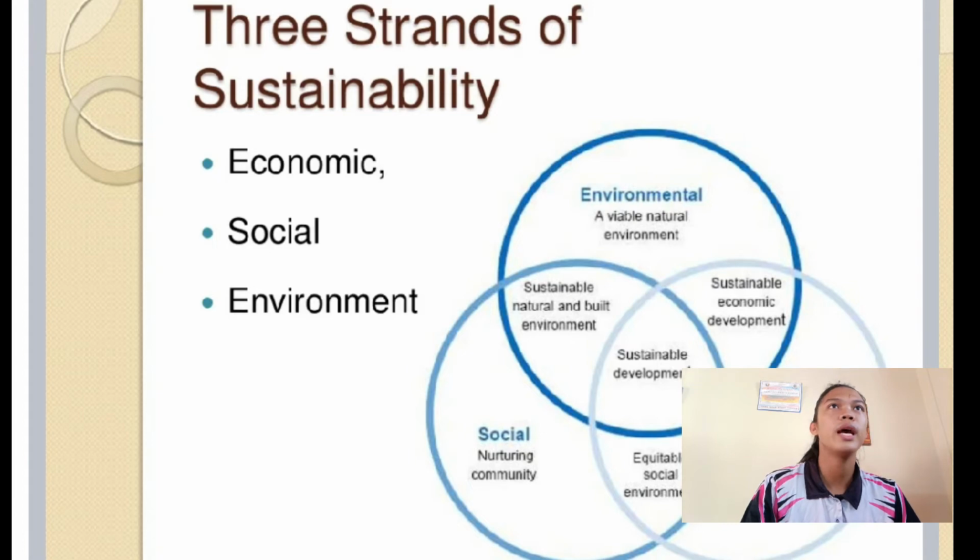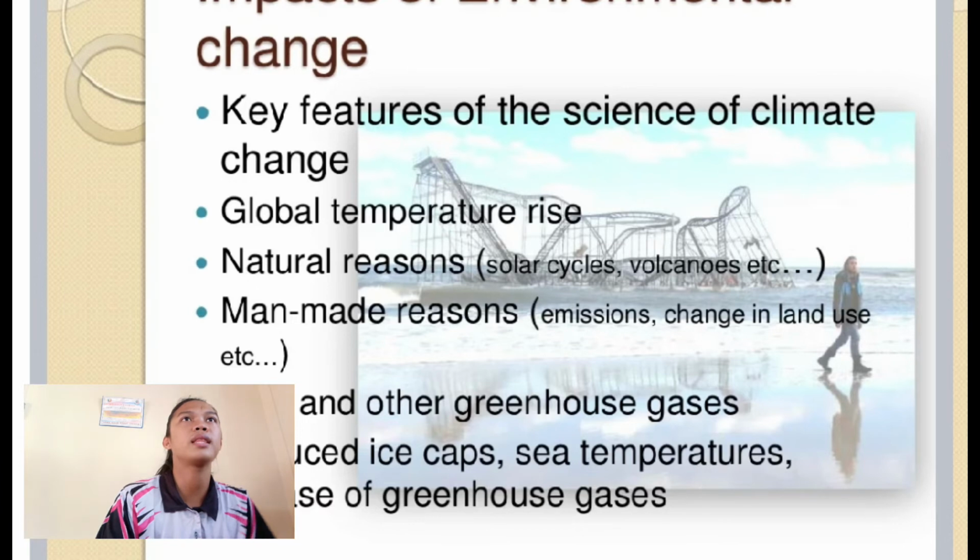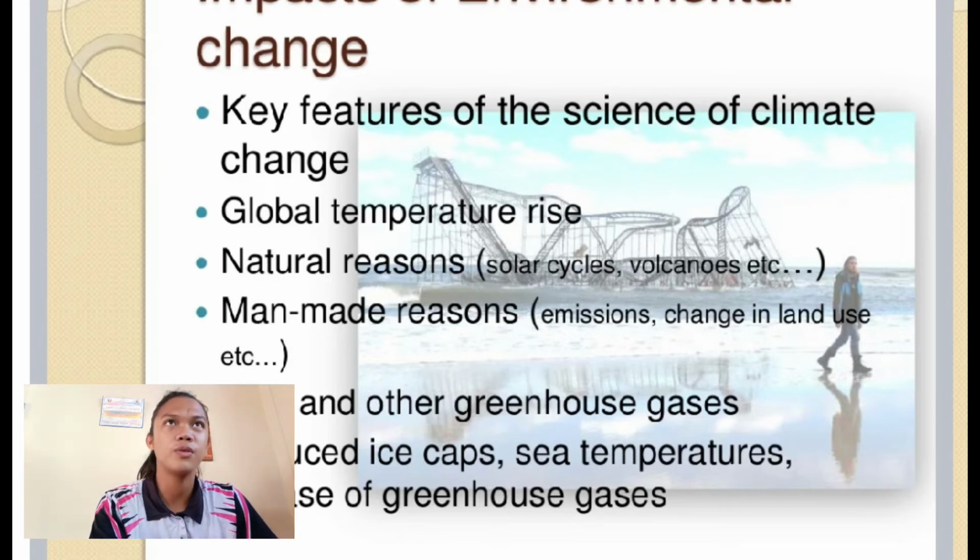Next, we have the impacts of environmental change. The key features of an ecological footprint: we have the average footprint, the developed world resource use, the developing world resource use, the need for food, transport, energy use, agriculture, and deforestation. We also have the population growth, and the speed at which it takes to regenerate what we use in a year.